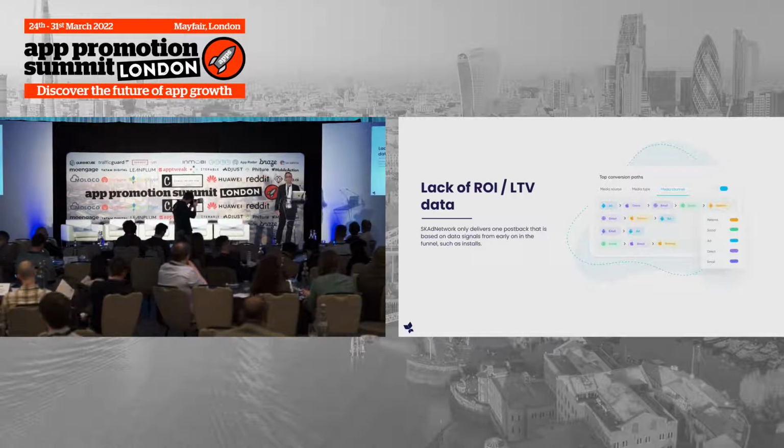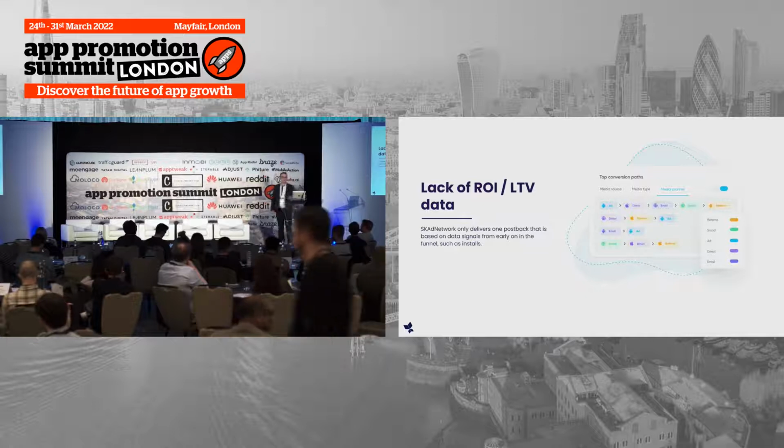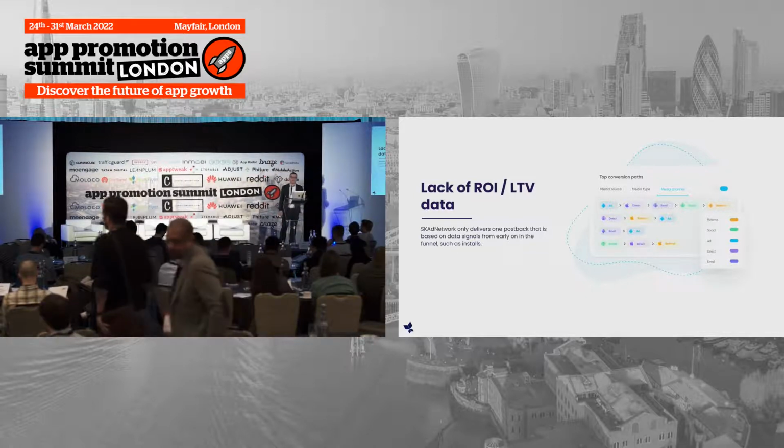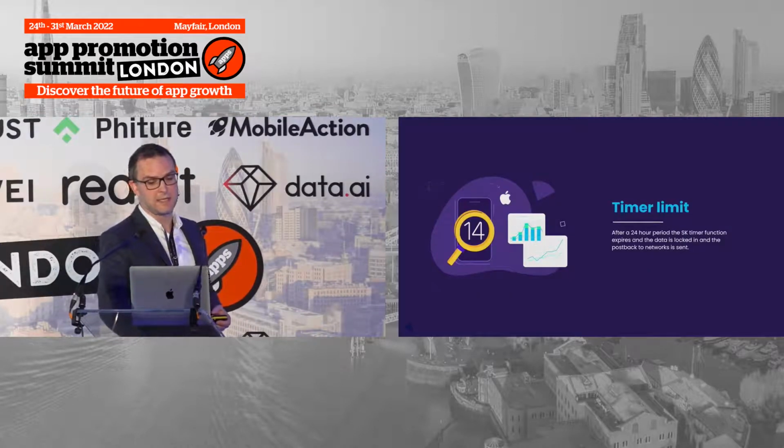First of all, that lack of ROI and LTV data is there for all to see. The SKAdNetwork obviously only delivers one postback that's based on data signals from early on in the funnel. That could be installs as an example, but there's little or no postback data from in-app events. And since the majority of LTV data is derived from in-app activity, app marketers, between the timer limit and the postbacks, lose a number of indicators that really help you to measure and understand the LTV and ROI of your marketing campaigns. And challenge 2 is the timer limit itself, right?